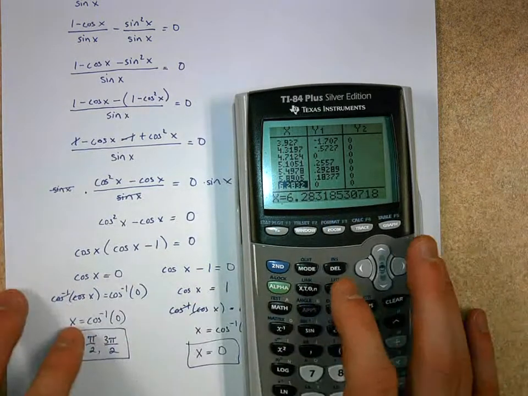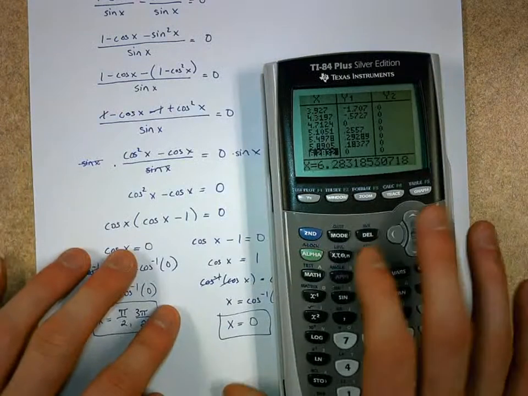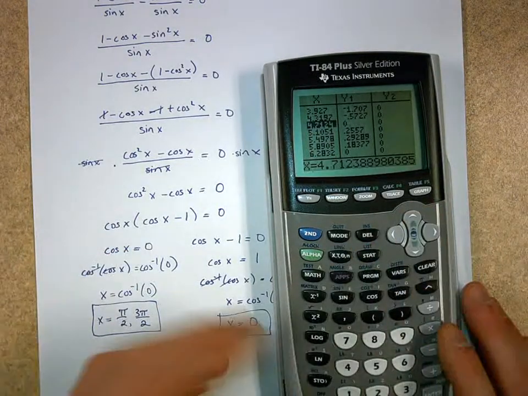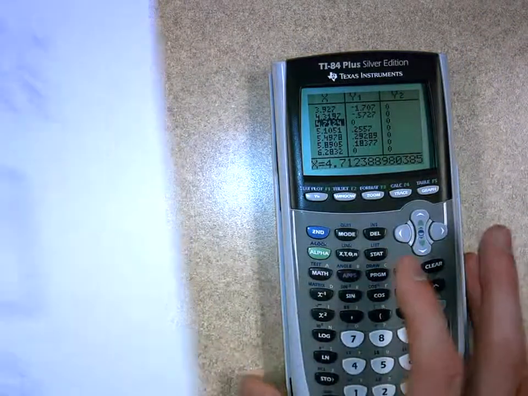So there's my 2 pi, which would start the next cycle again, but since I had a parenthesis there, I don't include that answer at 2 pi. So that's one problem we looked at. Let's look back at another one we did.